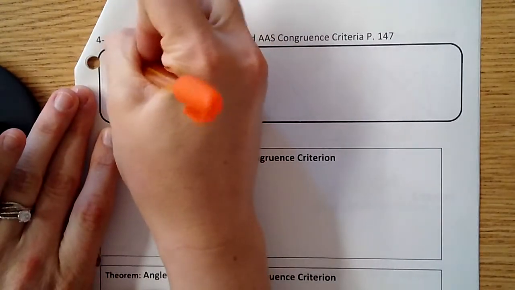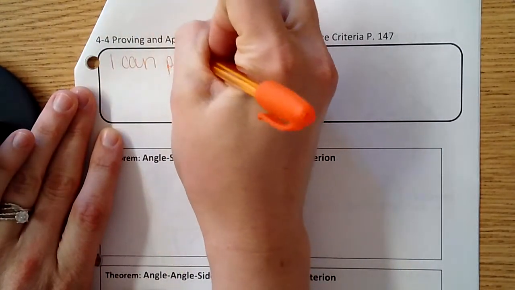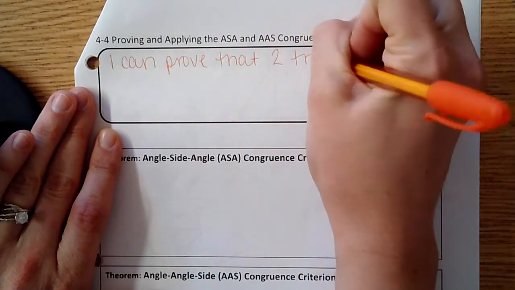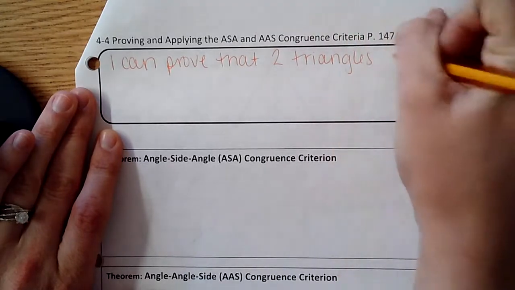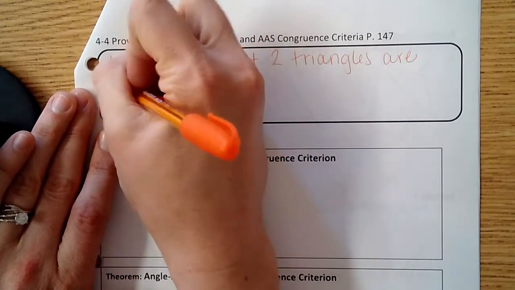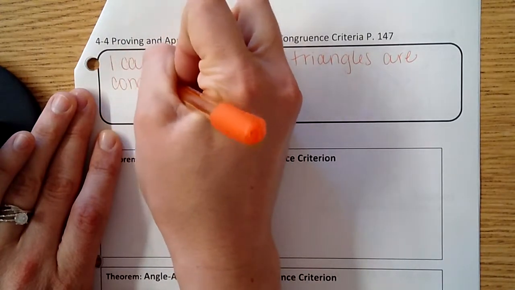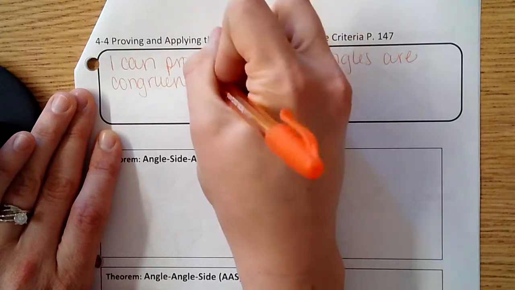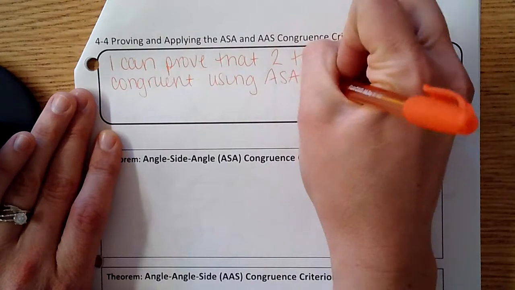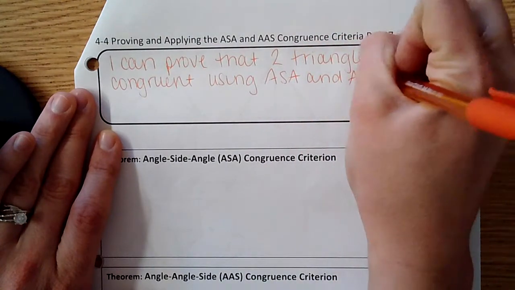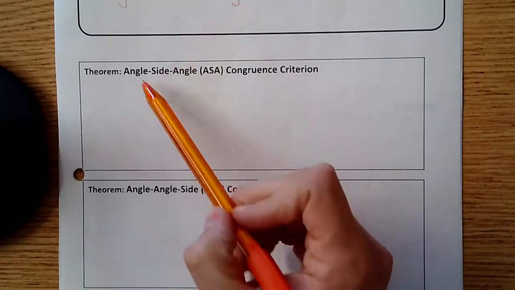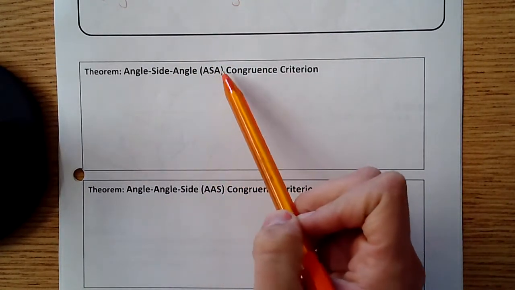So our learning target for today is I can prove that two triangles are congruent using ASA and AAS. All right, so the first one is angle, side, angle, ASA.